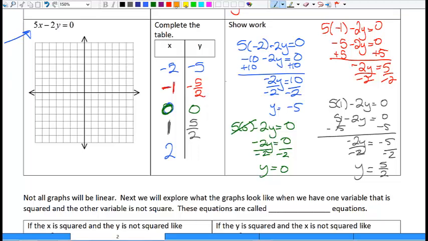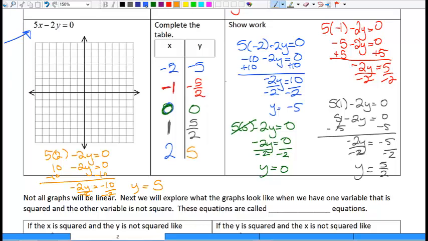And then my last one, I'll try an orange over here. 5 times 2 minus 2y equals 0. So that's 10 minus 2y. Subtract 10 from both sides. So negative 2y equals negative 10. Divide both sides by negative 2. And that leaves me with y equals positive 5.